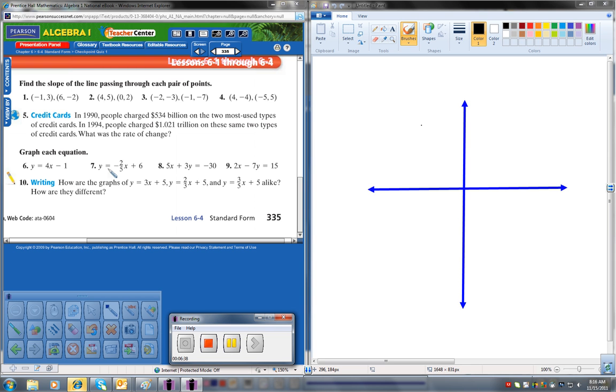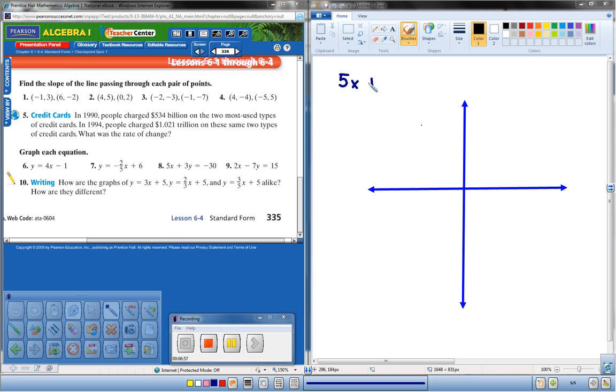Where questions 6 and 7 were in slope-intercept form, questions 8 and 9 are in standard form. The x and the y are on one side, and the constant or the number is on the other. When we solve a problem in standard form, you could set up a t-chart, but I'm going to set up a t-chart and find the intercepts. Standard form, that's the easiest way to graph.